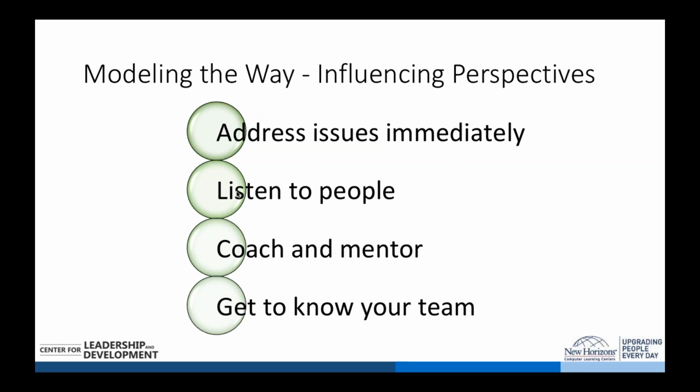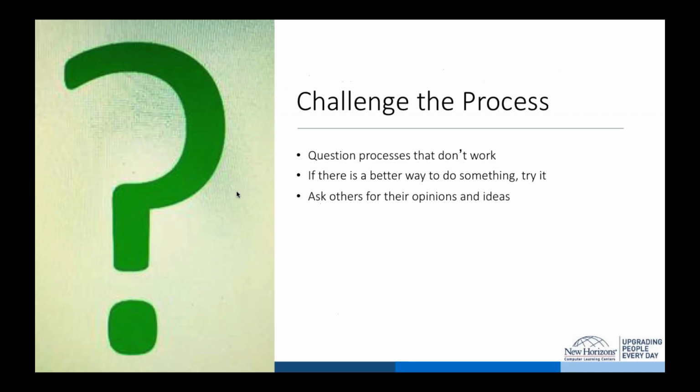And it's not for you necessarily to mentor your team. Perhaps it would be good to have mentors from other parts of the organization for certain people on your team as well. So look at those issues within your organization.